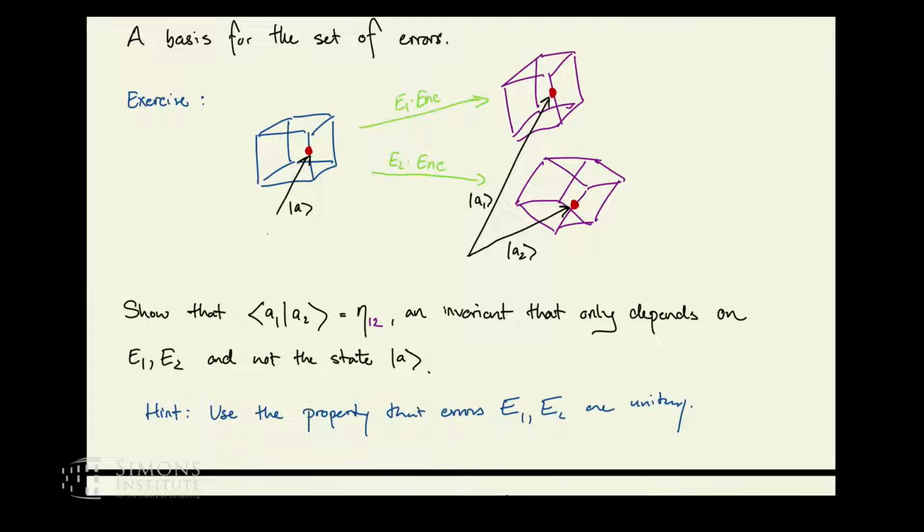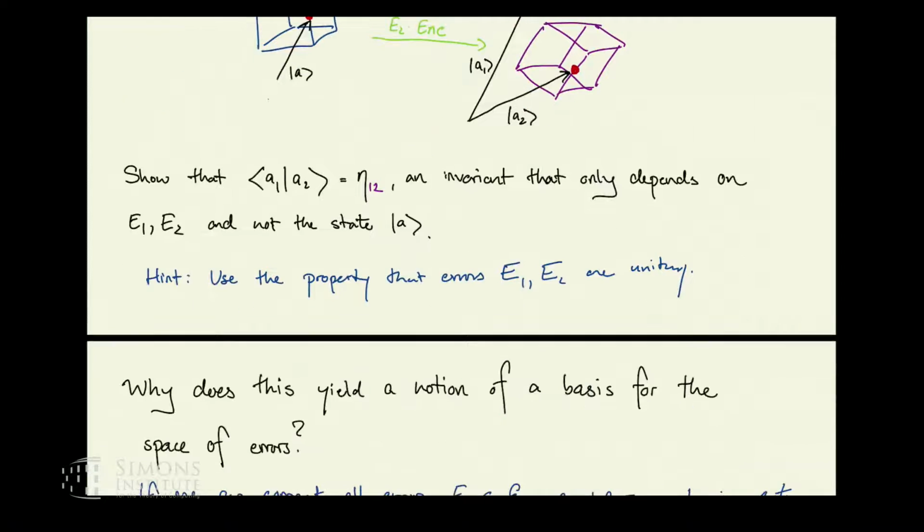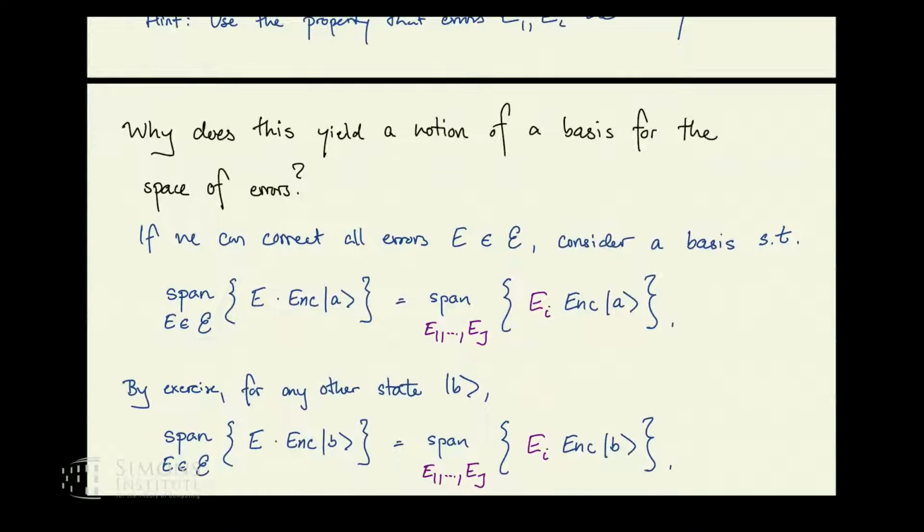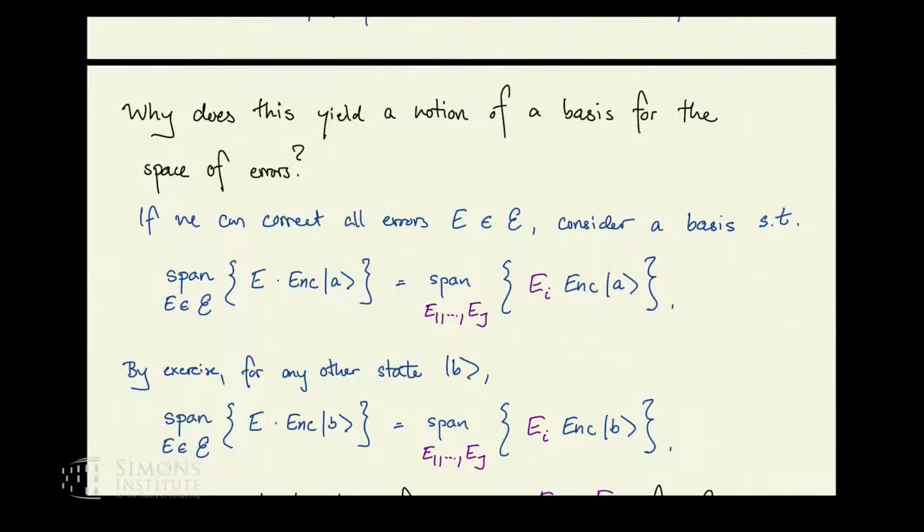So no matter which state you started off with in the initial cube, if you were able to correct the errors, then this angle must have stayed the same. That's the exercise. And the hint is you just need to use the unitarity property. Okay. So then why is this going to give you a notion of a basis for the set of errors?